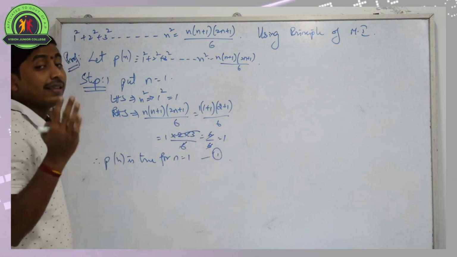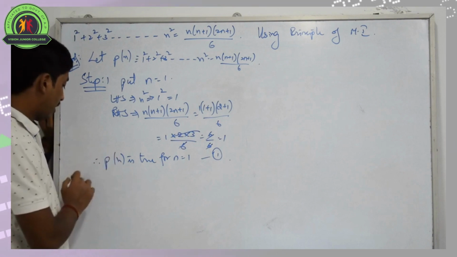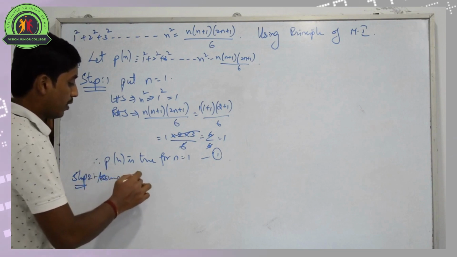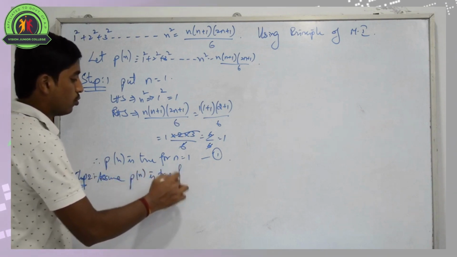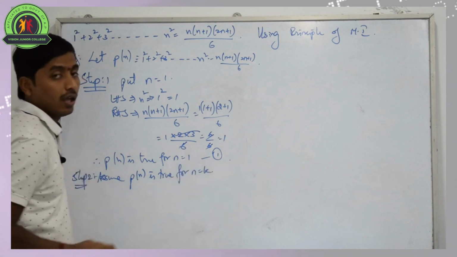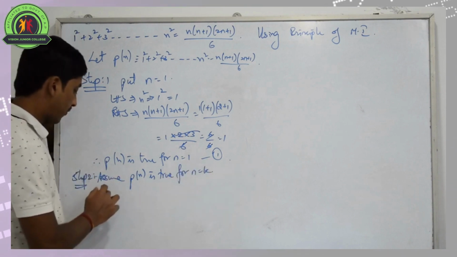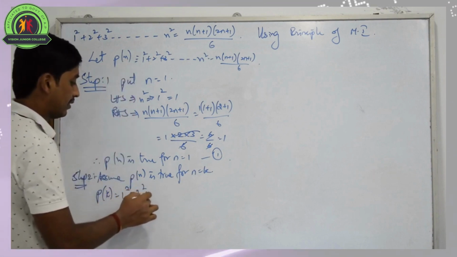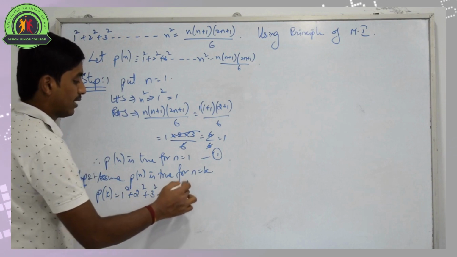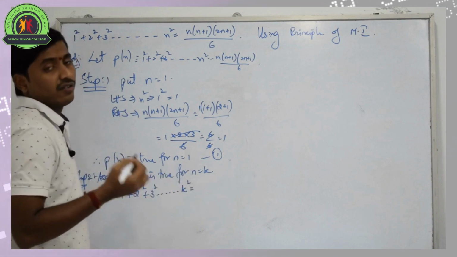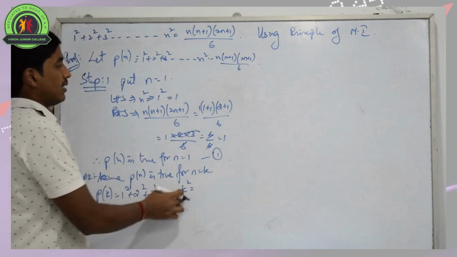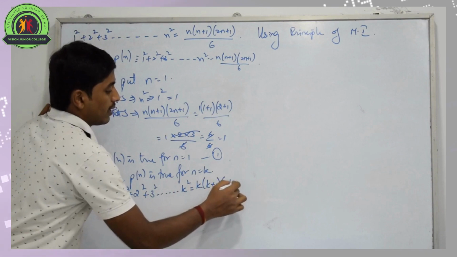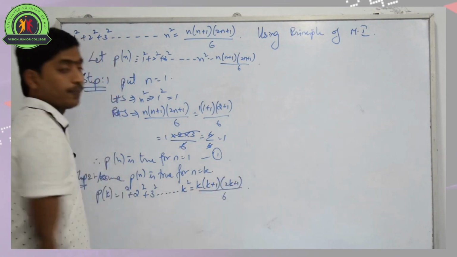What is our second step? The assumption. What are we going to assume? Let us assume P of n is true for n equal to k. What do you mean by that? Instead of n, we have to substitute k. There is nothing difficult to understand here. The only thing is simplification, where to do, what to do. Just substitute k instead of n: k into k plus 1 into 2k plus 1, whole divided by 6.